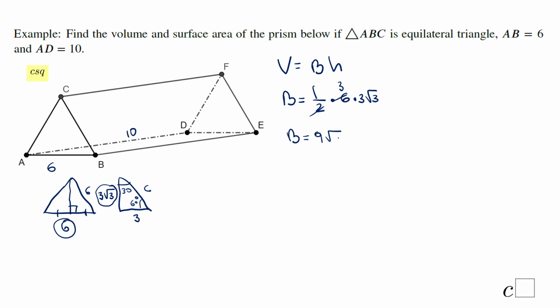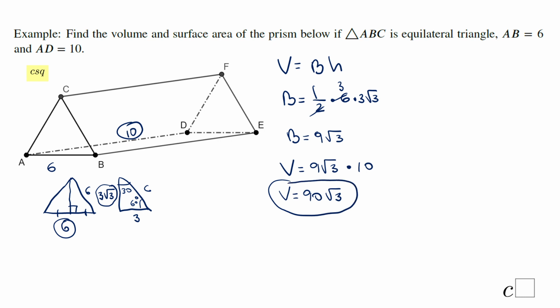I'm going to keep the answer in this format. This is the area of the base, 9 square root of 3 square units. And we can move to the volume now, which is this base, 9 square root of 3, times the height. You remember that height is this 10. And we end up with 90 square root of 3 cubic units. Very important, remember volume, cubic units.